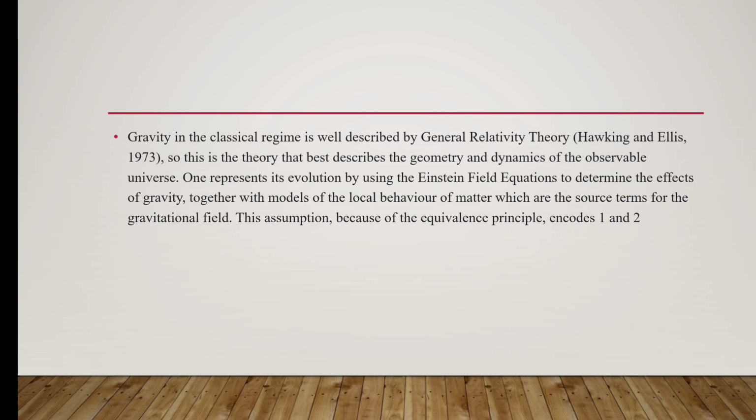Gravity in the classical regime is well described by general relativity theory. So this is the theory that best describes the geometry and dynamics of the observable universe. One represents its evolution by using the Einstein field equations to determine the effects of gravity, together with models of the local behavior of matter, which are the source terms for the gravitational field. This assumption, because of the equivalence principle, encodes 1 and 2.